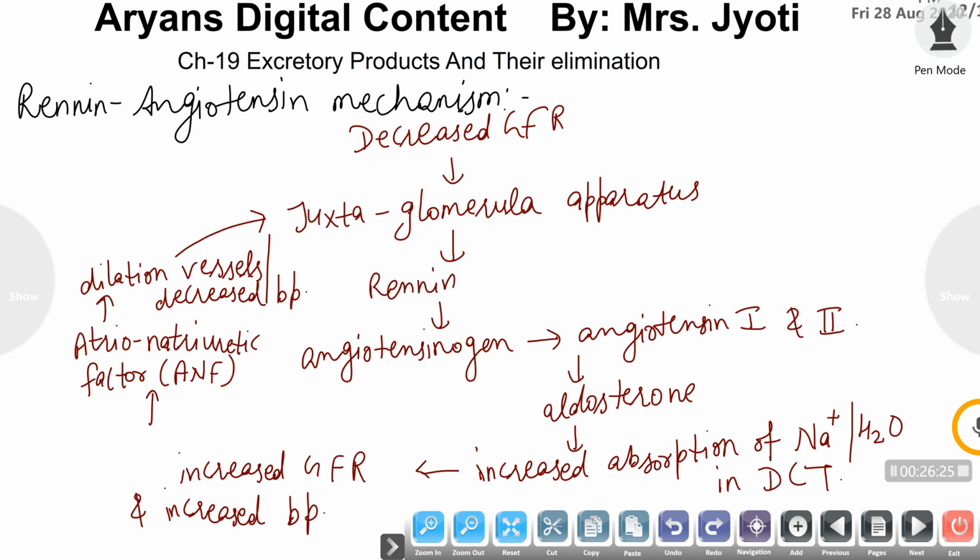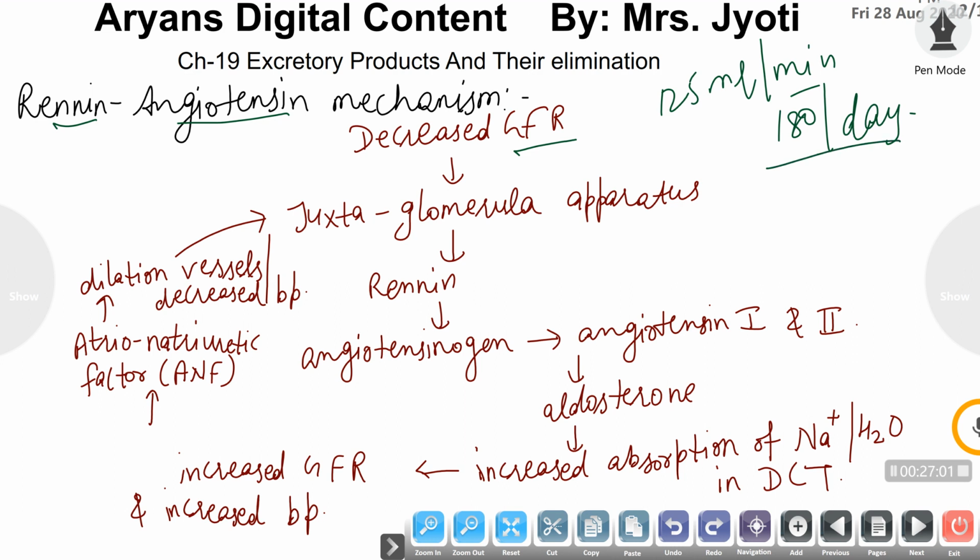Now the second mechanism is the renin-angiotensin mechanism. Renin-angiotensin means two enzymes are responsible for the regulation of urine formation. It is associated with the GFR. GFR is the glomerular filtration rate, meaning how much substance is filtered by our glomerulus or the kidneys per day. The GFR comes to about 125 ml per minute or 180 liters per day.